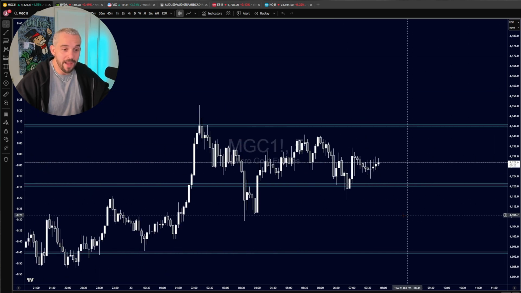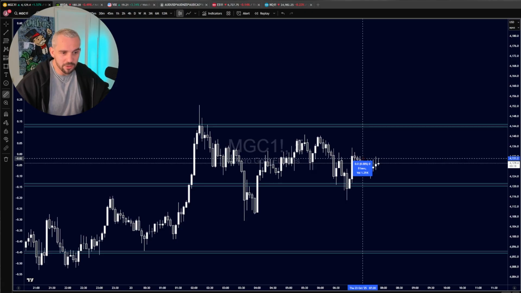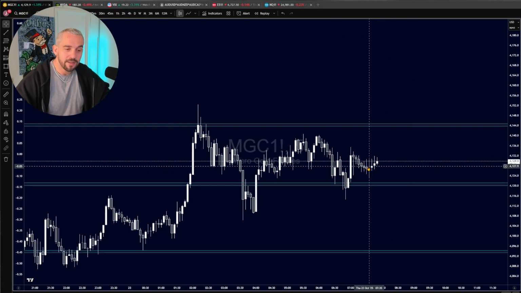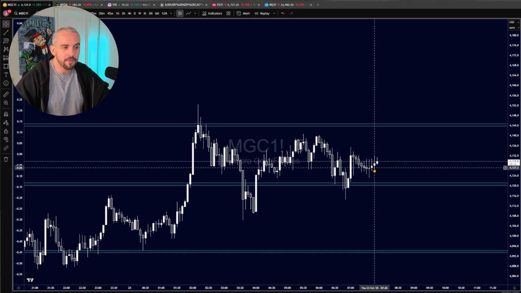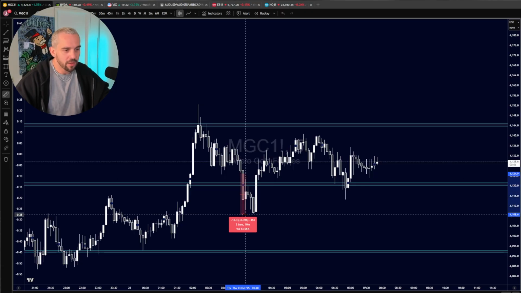These ranges are massive. Even if I was to measure gold out right here, just these little candles, and there's not much volume, it's 100 pips. This is 100 pips right here. So just watch your risk. The moves are massive. This one candle right here, I can only imagine, 160 pips.